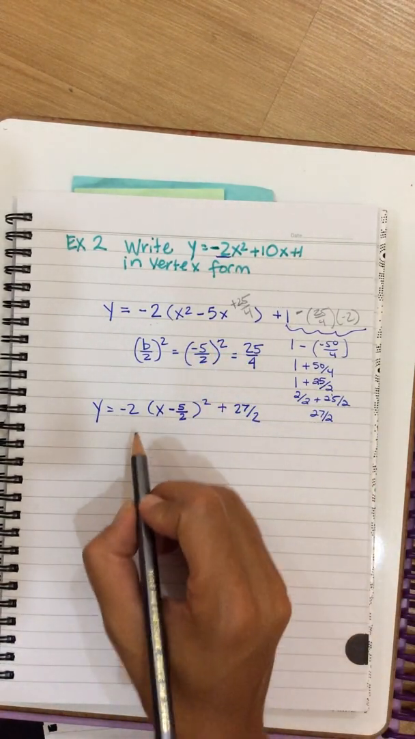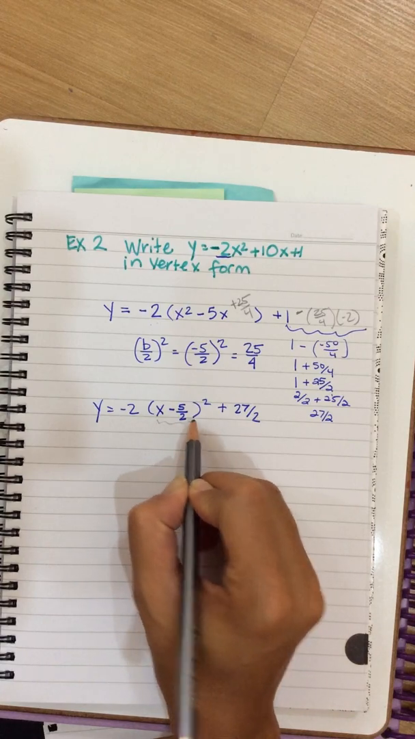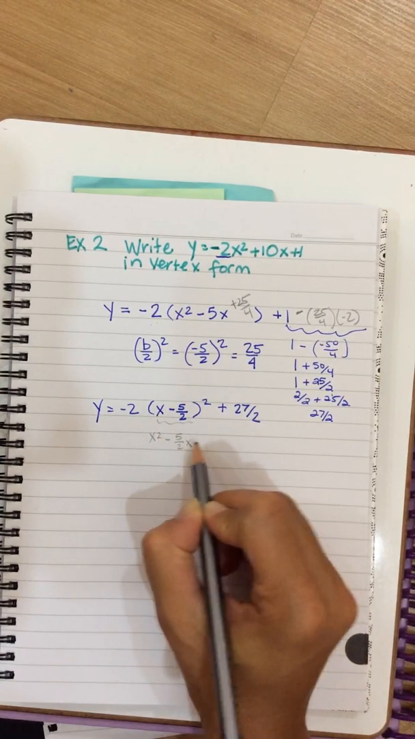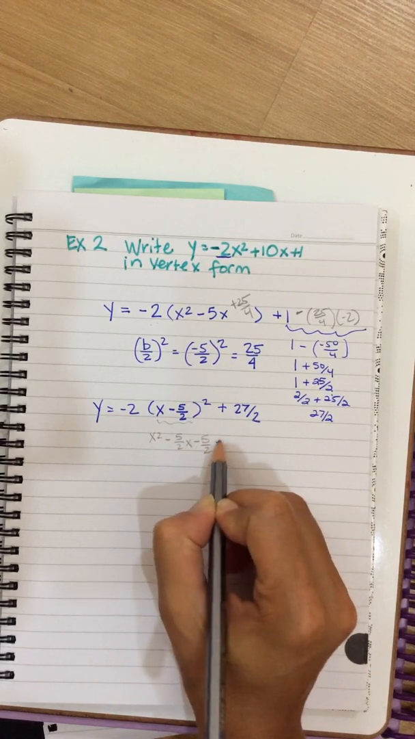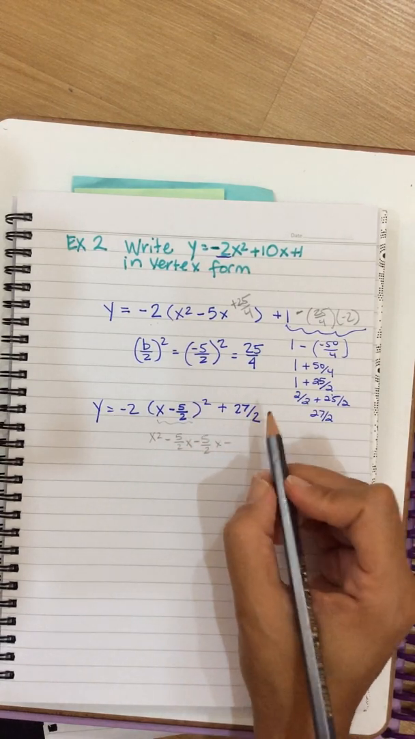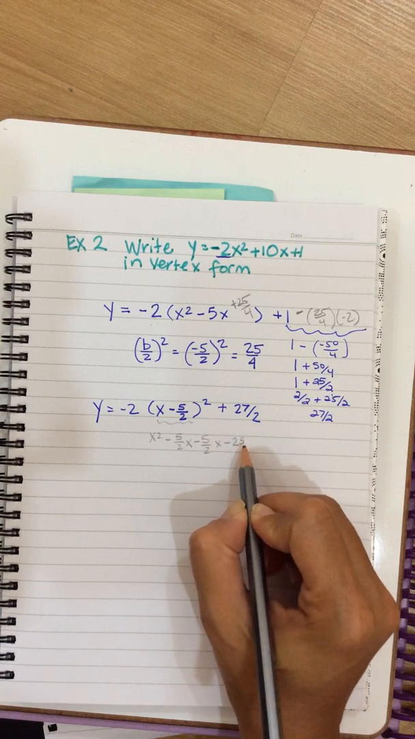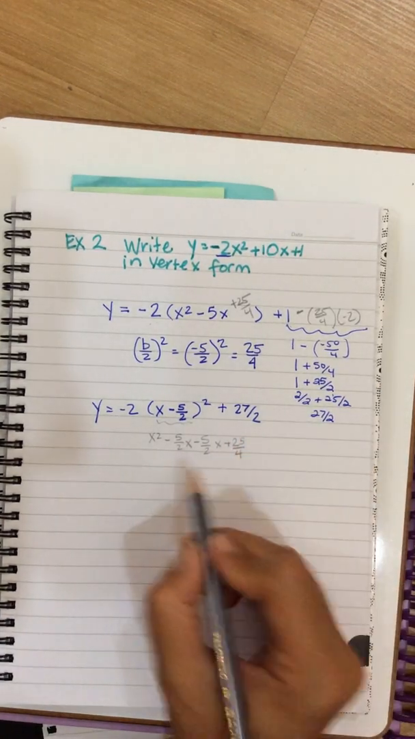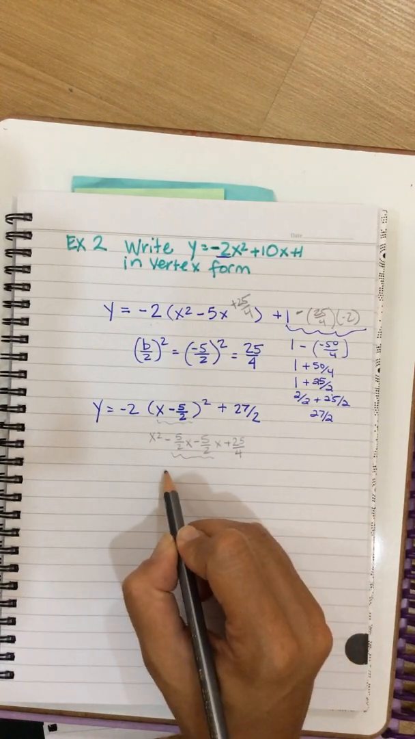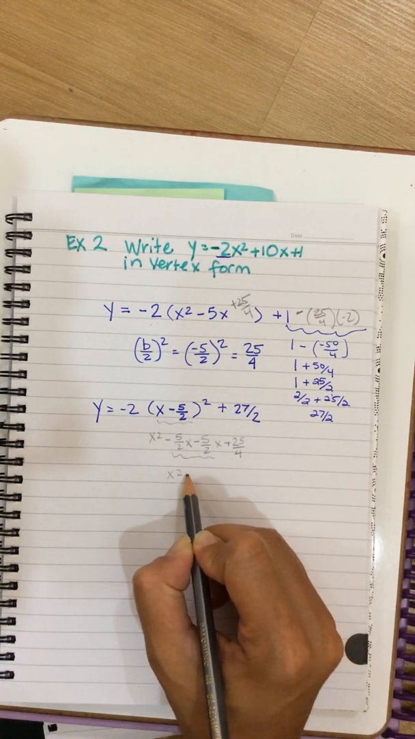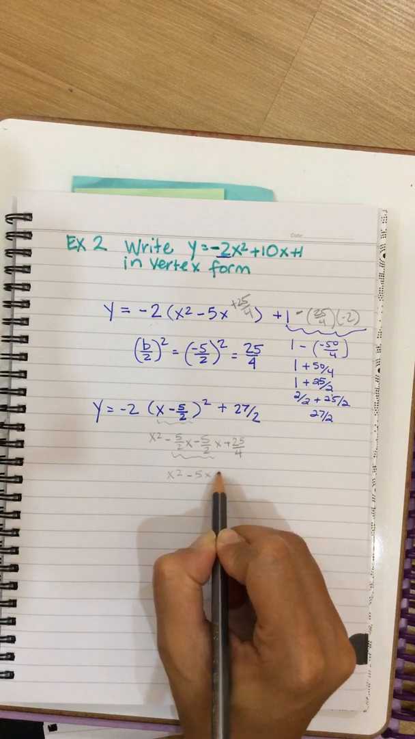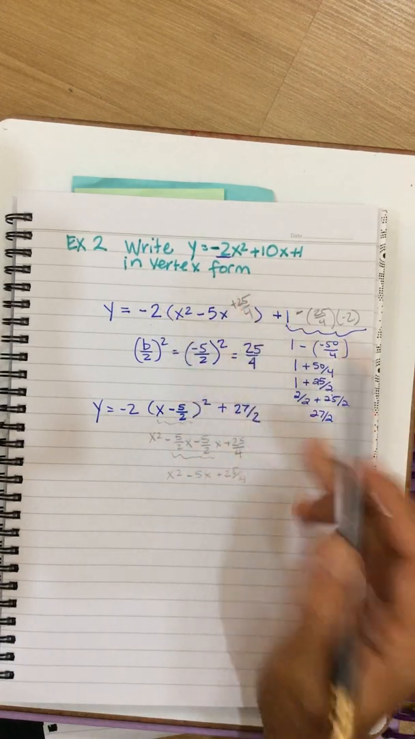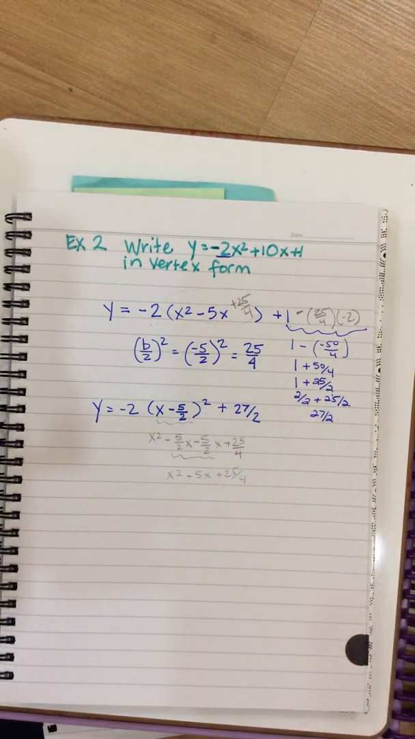Let's check it. If I just work this out really quickly, I would have x squared minus 5 over 2x minus 5 over 2x plus negative 5 over 2 squared, which becomes positive 25 over 4. And when I combine those, that becomes x squared minus 5x plus 25 over 4, which is exactly what I want it to be. It matches that. So just a little proof there.